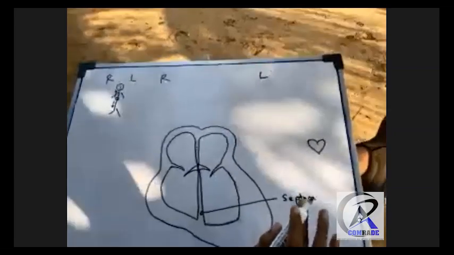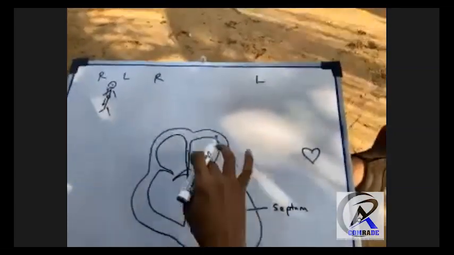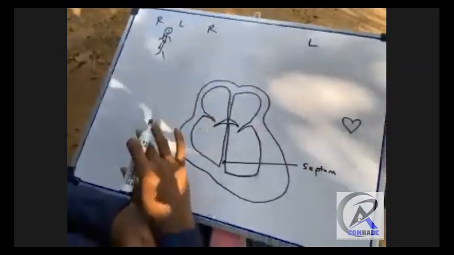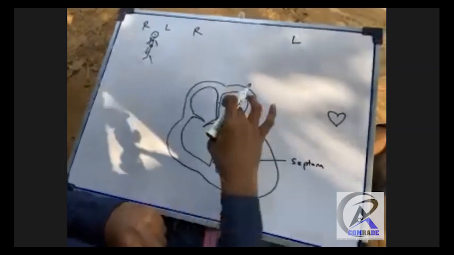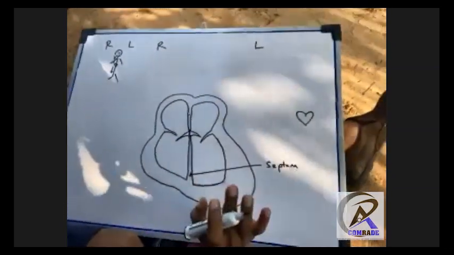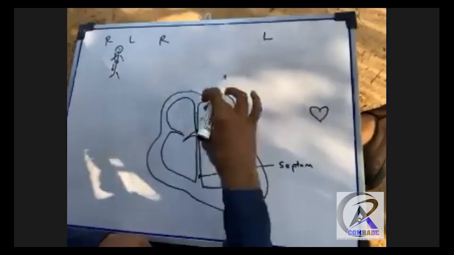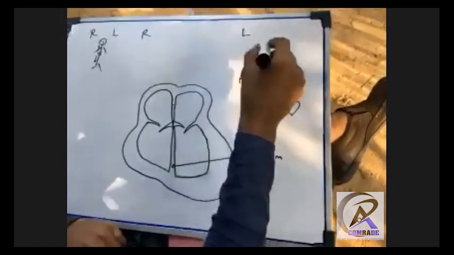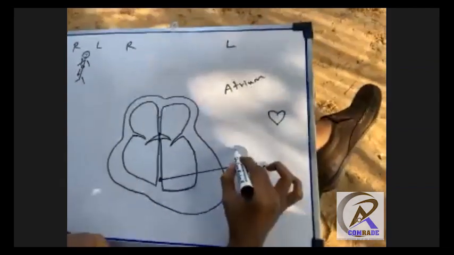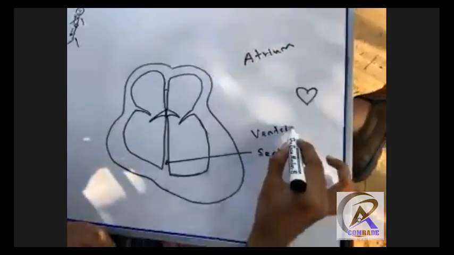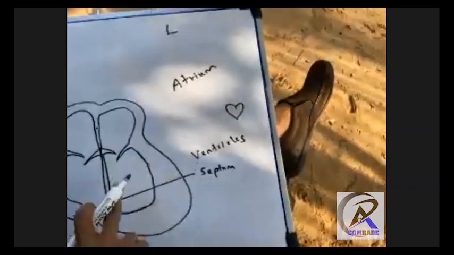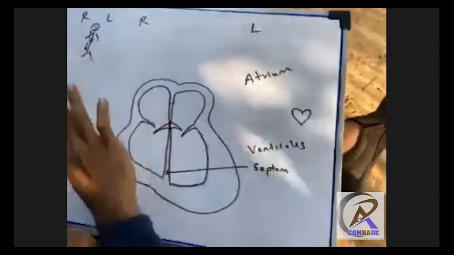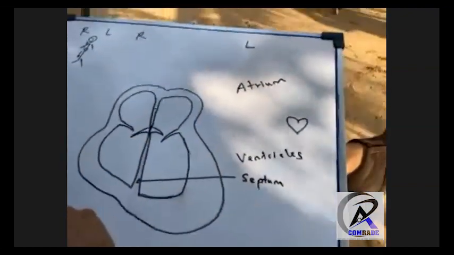I'll tell you. The heart has four chambers. Two sides, left side and right side, four chambers are there. The top two chambers are known as atriums or atria, and the bottom two chambers are known as ventricles. So this is the left ventricle, this is the right ventricle, this is the left atrium, this is the right atrium. This is the structure of the heart for you.